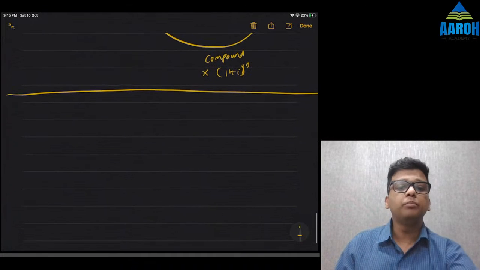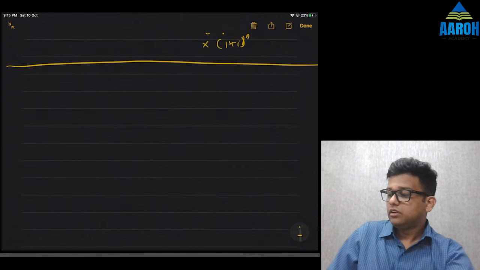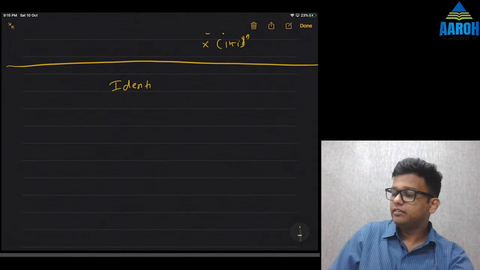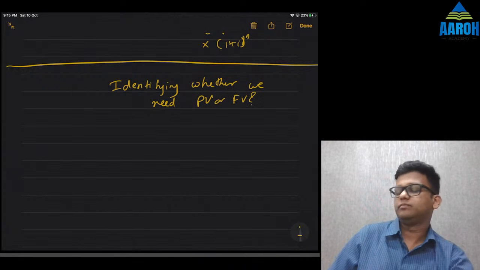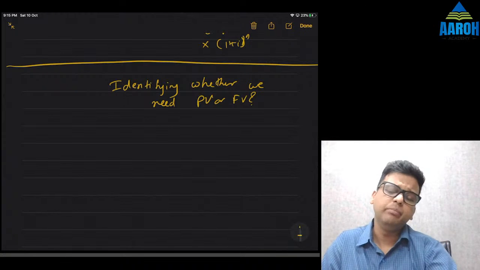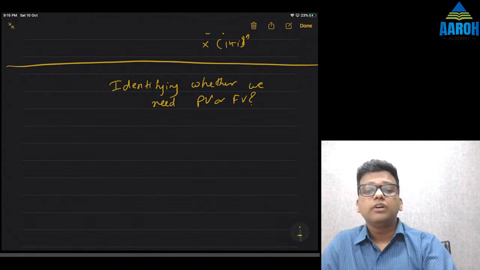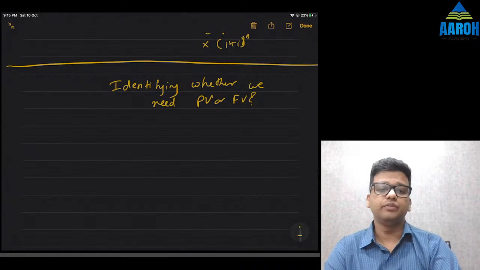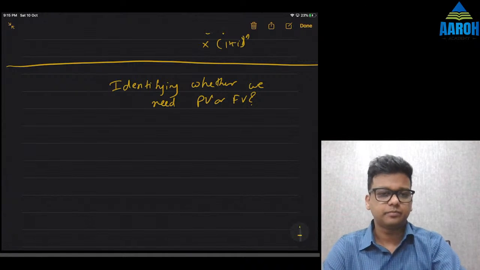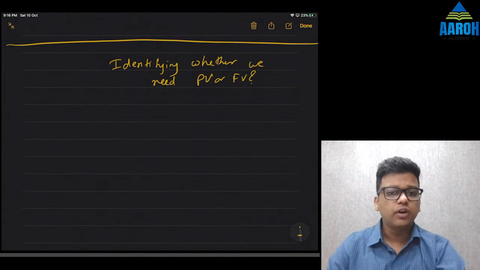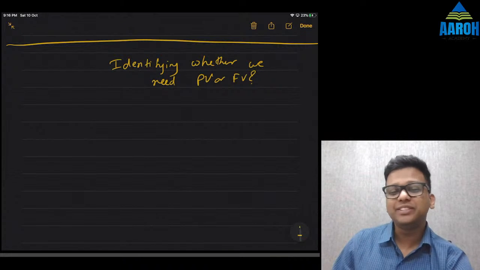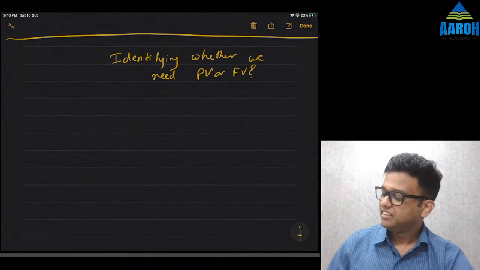Now, one of the most important parts of the chapter: how to identify whether we need PV or FV. That is a point where most of the students get confused. So concentrate. PV means what? Today's value. PV is today's value, right? Fine.